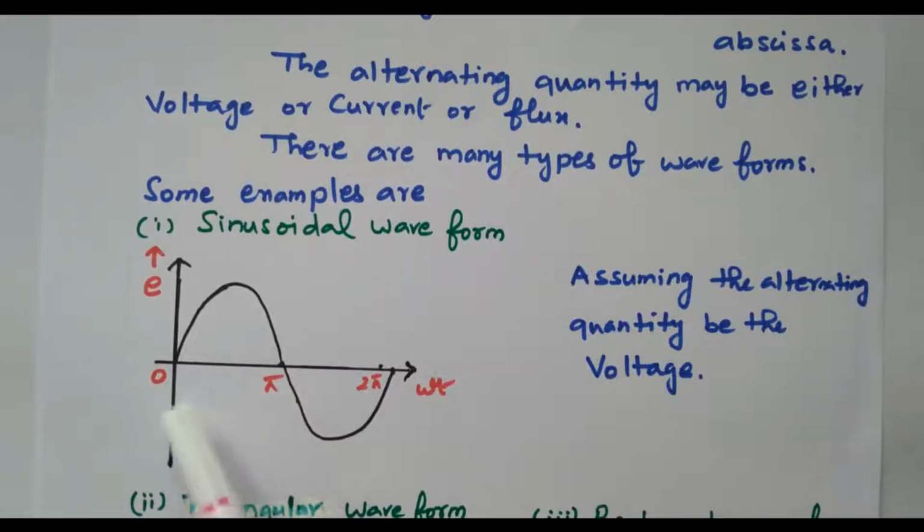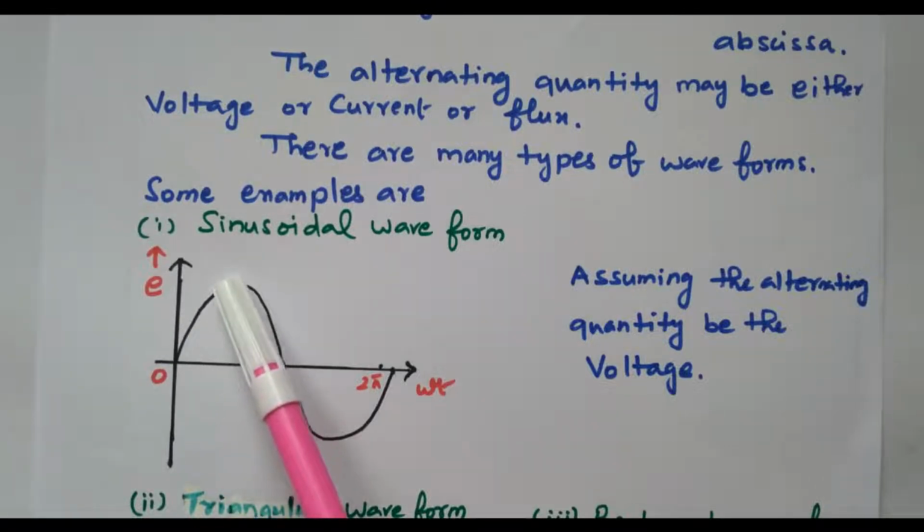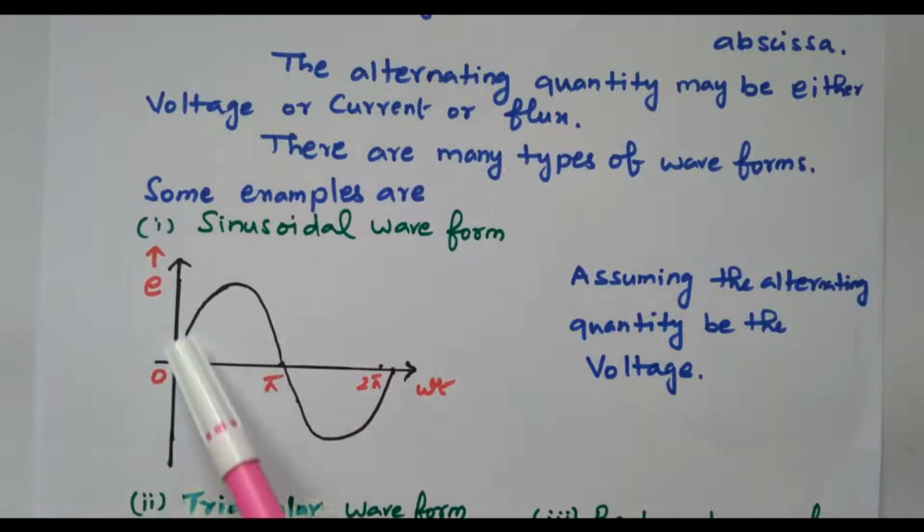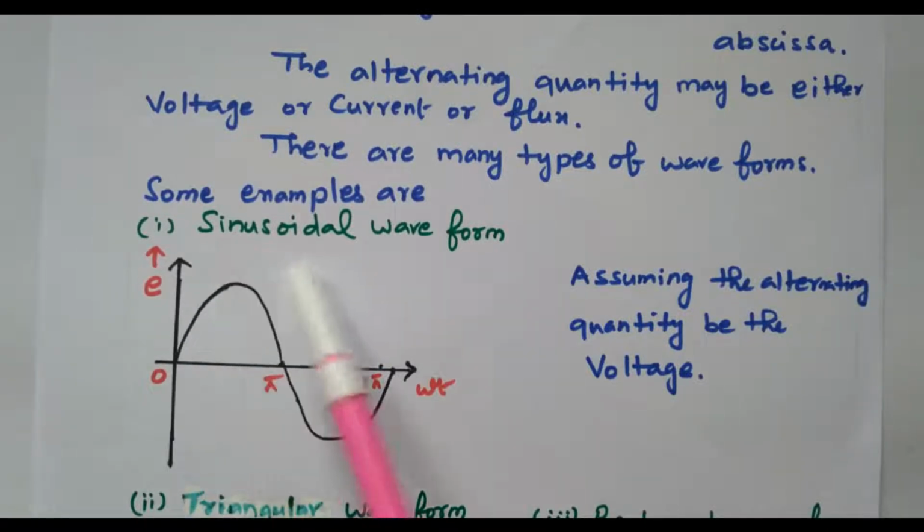From 0 to pi, which means 0 to 180 degrees, the voltage keeps on increasing, reaches the maximum value, again decreases, and again reaches the 0 value. It is in terms of sine theta. The increasing and decreasing of the voltage is a function of sine theta, so it is called a sinusoidal waveform, sine waveform.